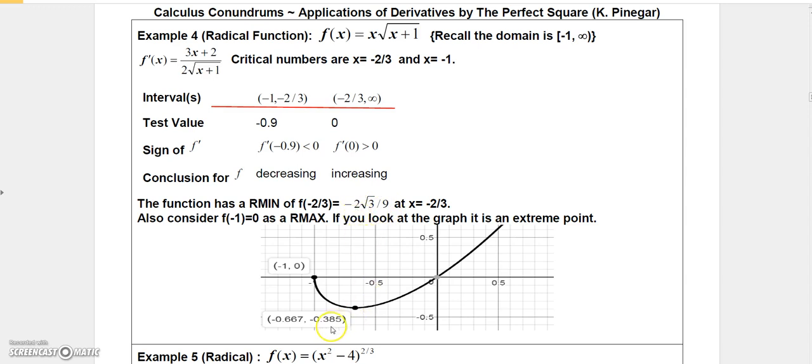Now the decimal value you can see down here is about -0.385, and it's this point right here. So this point is our minimum value, so we get a relative minimum there, and that was the only extrema we had. Technically this could be considered a relative maximum here at -1, 0, because it is the highest point in this region.